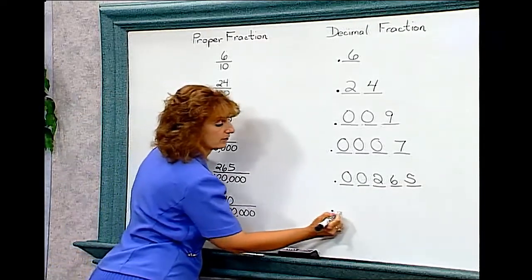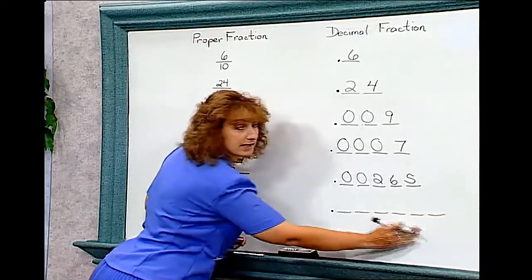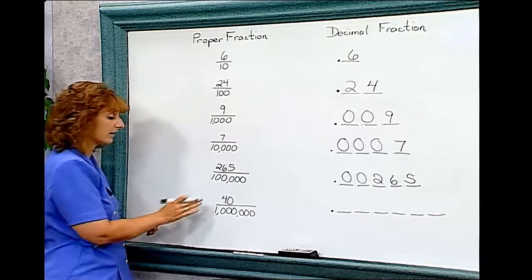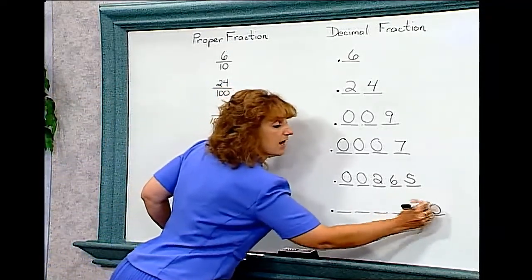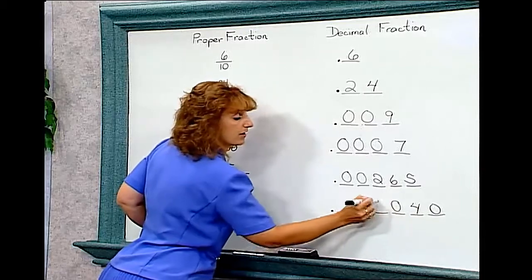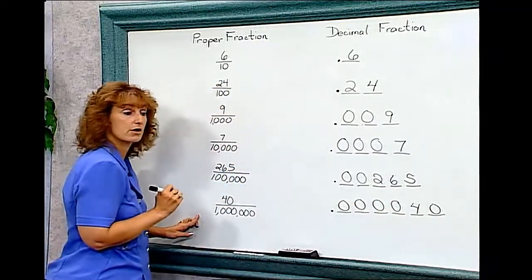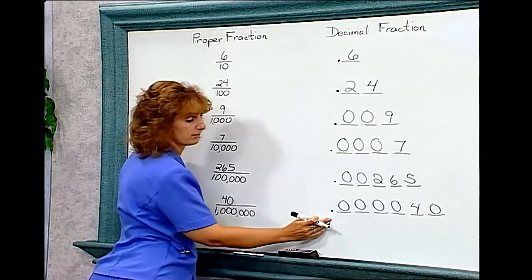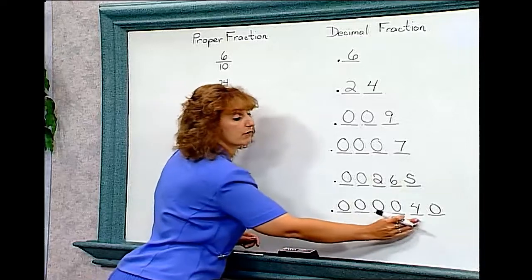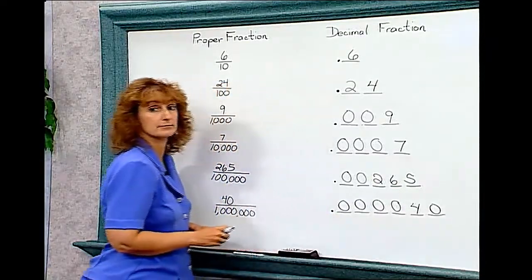40 millionths. There are 1, 2, 3, 4, 5, 6 zeros. We know we're going to need 6 places after that decimal point. The 40 must end in the millionths column. We will need 4 placeholder zeros. So 40 millionths is written as 0.000040. 40 ends in the millionths column.